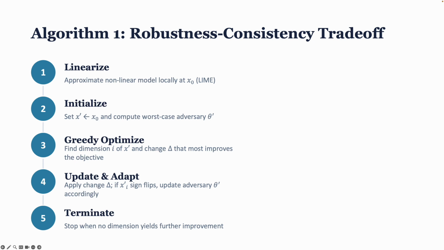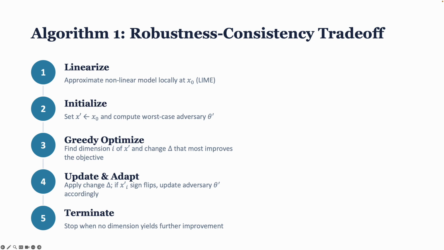Now let me walk through our algorithm. It works in 5 steps. Step 1, linearize. If our model is nonlinear, such as a neural network, we approximate the nonlinear model locally at x0 using LIME. This gives us a linear model we can optimize over analytically. Step 2, initialize. We set x prime to x0 and compute the worst case adversary theta prime for the current x prime.